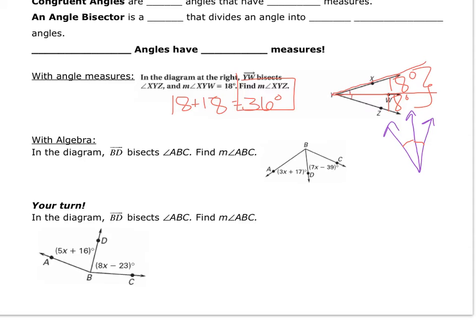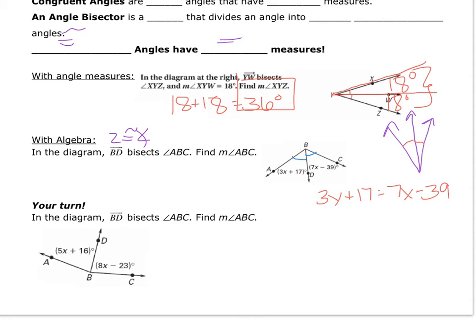Now with algebra, in the diagram, BD bisects angle ABC. So I'm going to go ahead and mark that. Anytime the picture is not marked, you want to go ahead and mark it. That's very important to do throughout geometry. Right away, we know that bisect means congruent pieces, so two congruent angles. Remember, if they're congruent, then they have equal measures, and that tells you how to set up the equation. These pieces here are congruent, and congruent angles have equal measures. So we're going to take the two expressions and set them equal to each other.